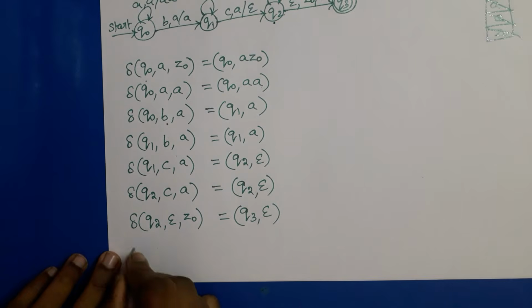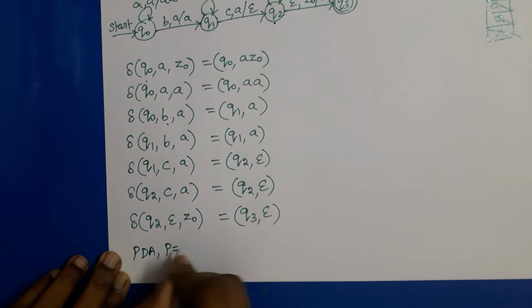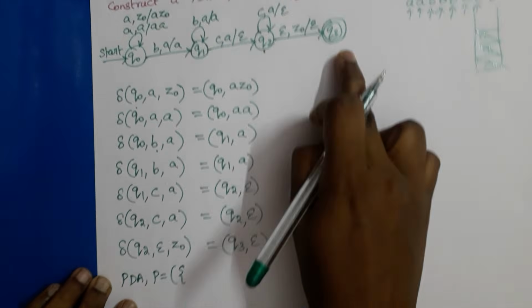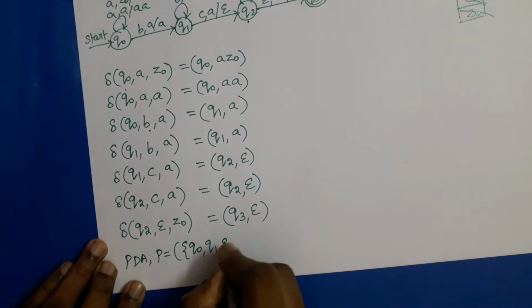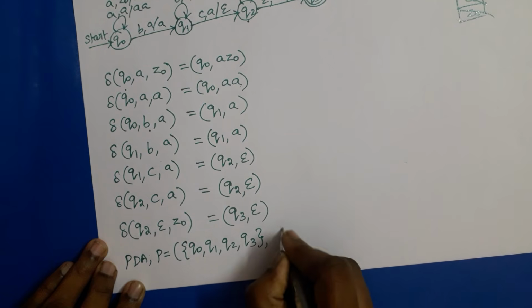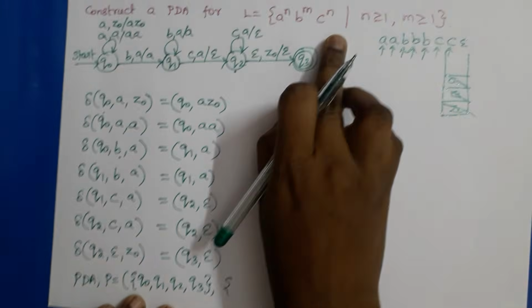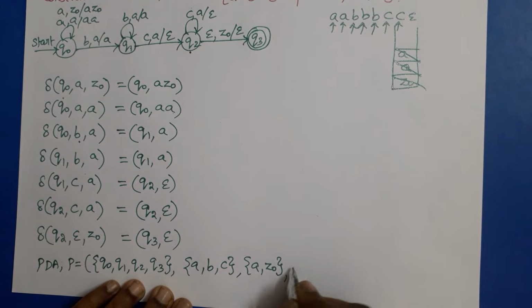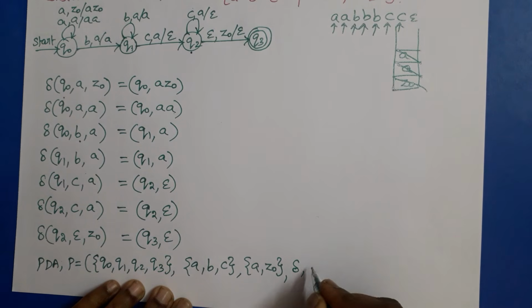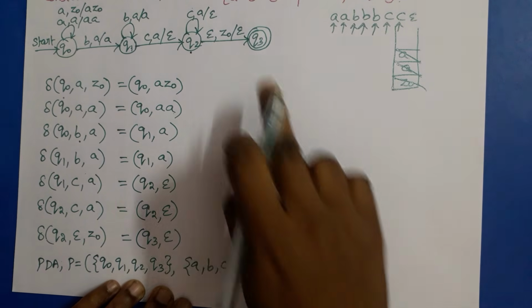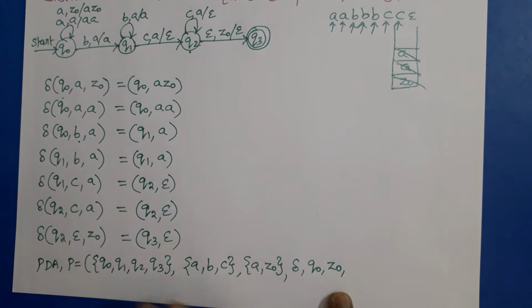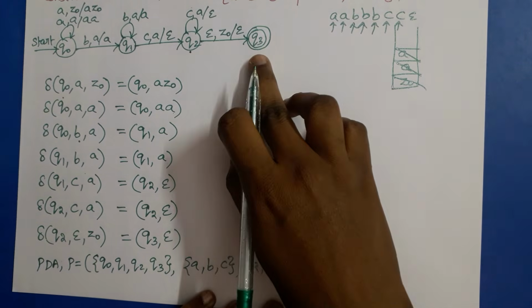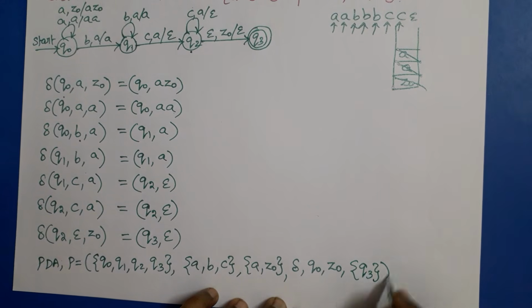So now we can write the 7-tuple notation. PDA P is equal to the states Q0, Q1, Q2, Q3. Input symbols A, B, C. Stack symbols A and Z0. Delta is the transition function that we have written. Then Q0 is the start state, Z0 is the start stack symbol, and the final state is Q3. Thank you.